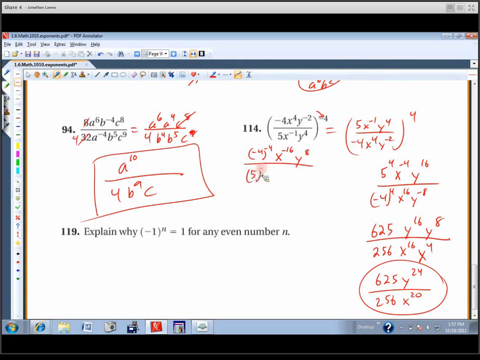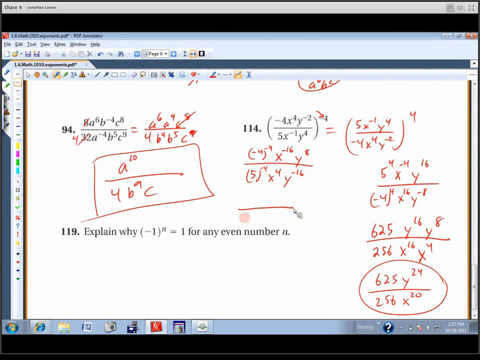Oops, let me erase that. Negative times a negative there. On the bottom we have 5 to the negative 4. Negative times a negative would be a positive. And this would be y to the negative 16th. And then just start moving things around.